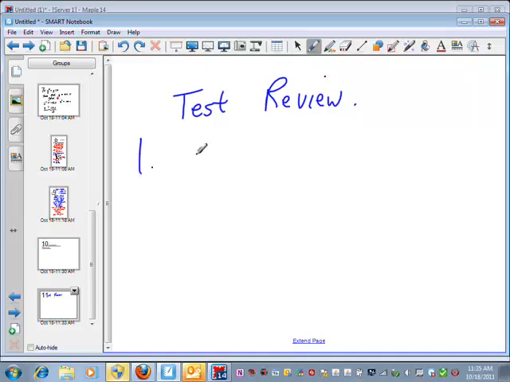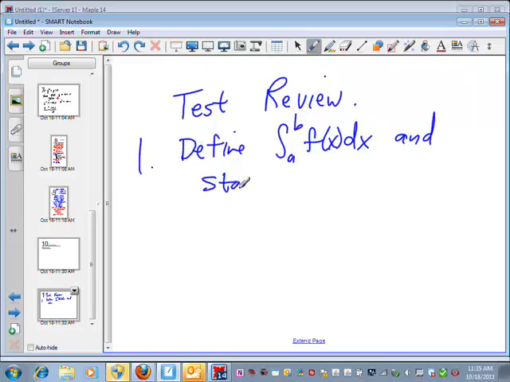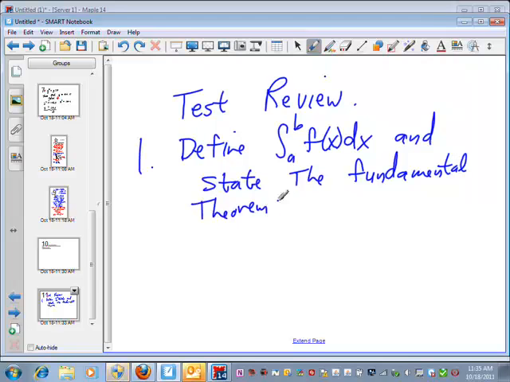So 1, I'll ask you to define the integral from a to b of f of x dx and state the fundamental theorem of calculus. And these are all tentative because, again, it just may be too much.